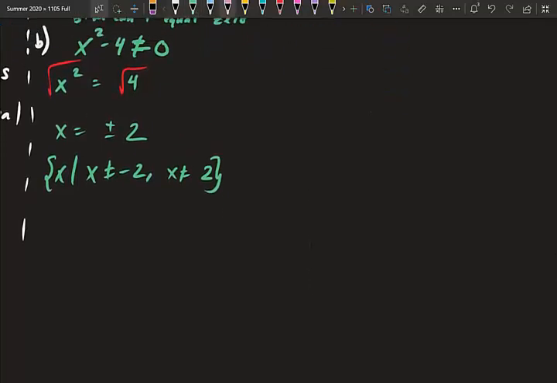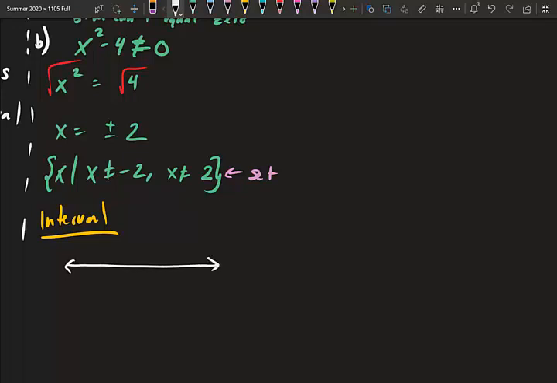Interval notation. So this little squiggly, the braces, remember, that's called a set. So interval, which we have talked about before. To write this in interval notation, I'll show you with the picture. We have two things that x can't be. It can't be negative 2, and it can't be 2. So we read this graph to figure out our intervals.